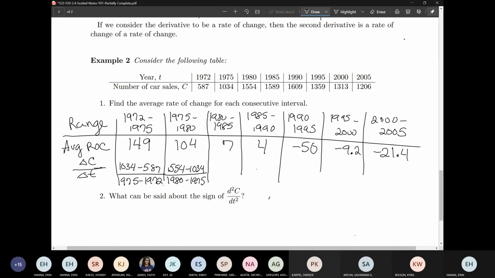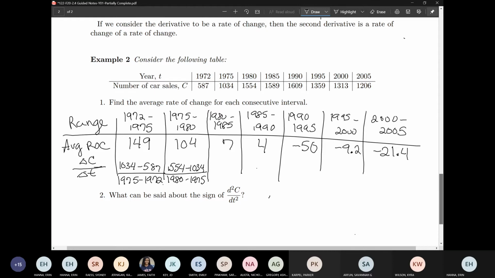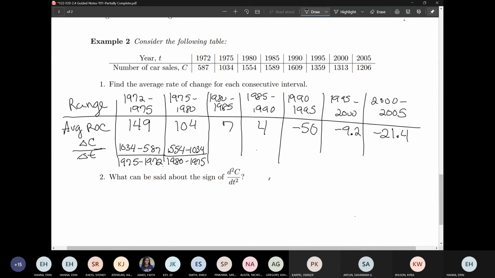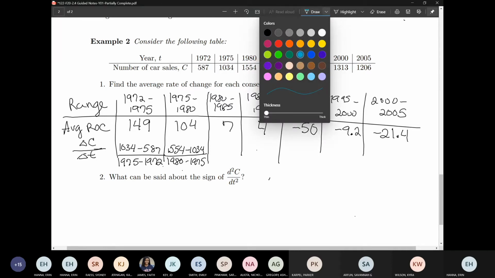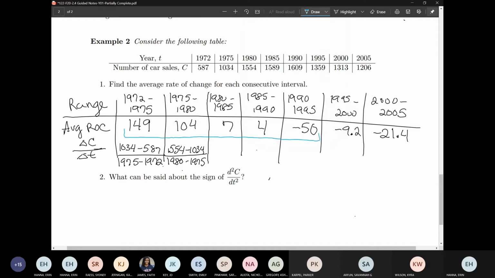So, what can be said about the sign of the second derivative? So all we have here is an average rate of change. Now this would essentially be a first derivative because these are slopes. That might not be exact, but it's at least an estimate for our derivative value. So if we wanted to talk about the second derivative, we would want to look at how these slope values are changing. If we look at this table, these values from 149 all the way down to negative 50, through that entire interval, are decreasing, right?